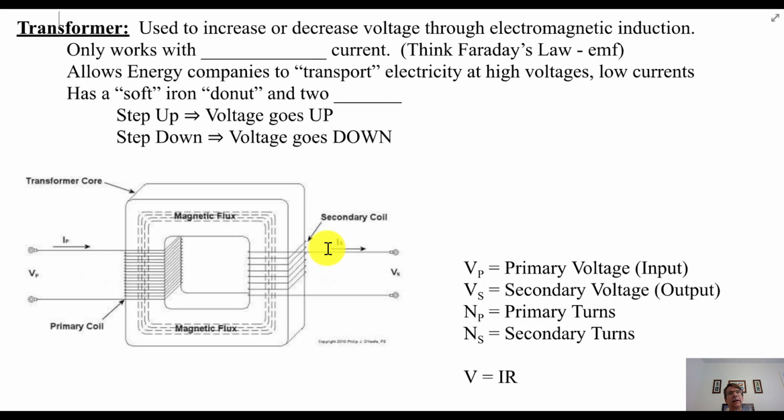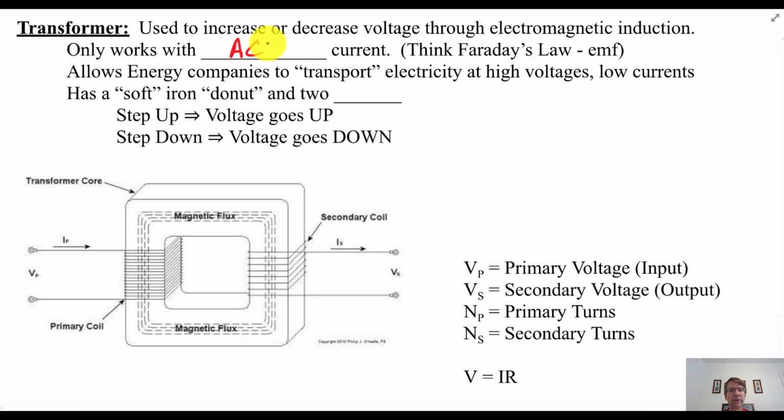But there's even more reason, even in this country, to use transformers, not just to charge devices. Let me just give the definition first. It's used to increase or decrease voltage through electromagnetic induction, Faraday's Law. Now, it only works with AC current. Okay, it only works with AC current. You have to have a changing current.